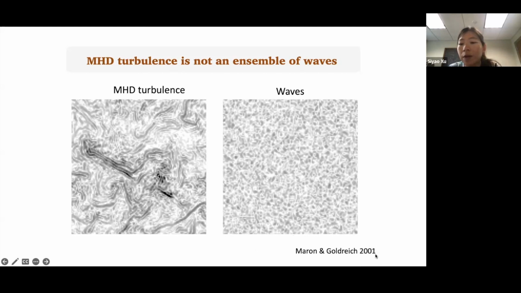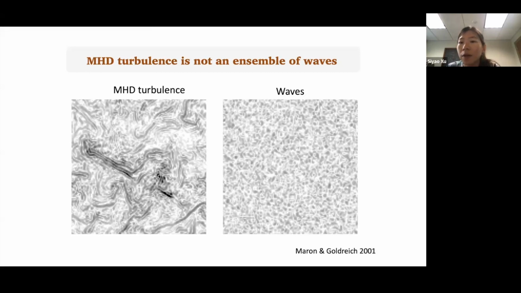This work has already been done more than 20 years ago. They present on the left MHD turbulence, and on the right an ensemble of linear waves. They have exactly the same energy spectrum, the Kolmogorov energy spectrum that I just showed. But despite having the same energy spectrum, you can see even by eye that the magnetic field structure is very different for realistic MHD turbulence and the linear wave model for MHD turbulence.